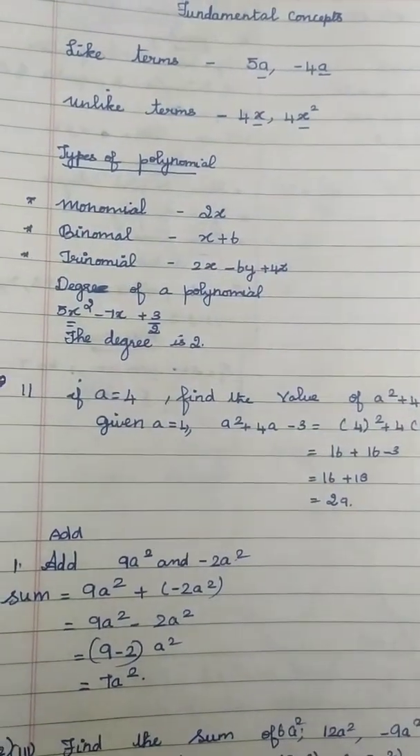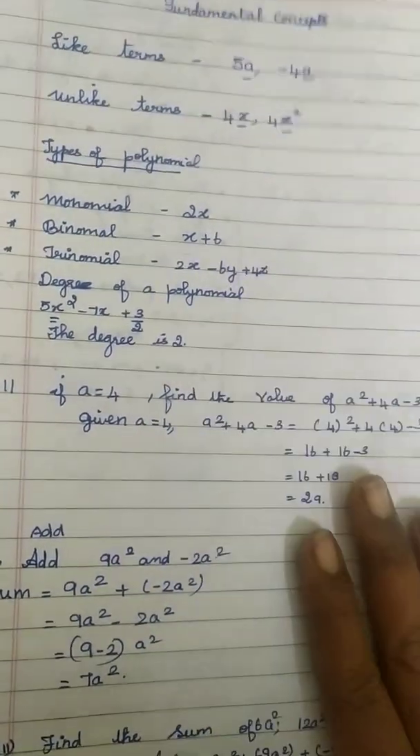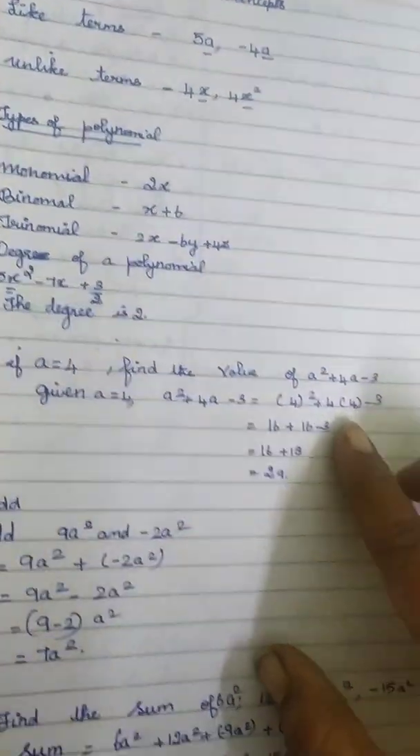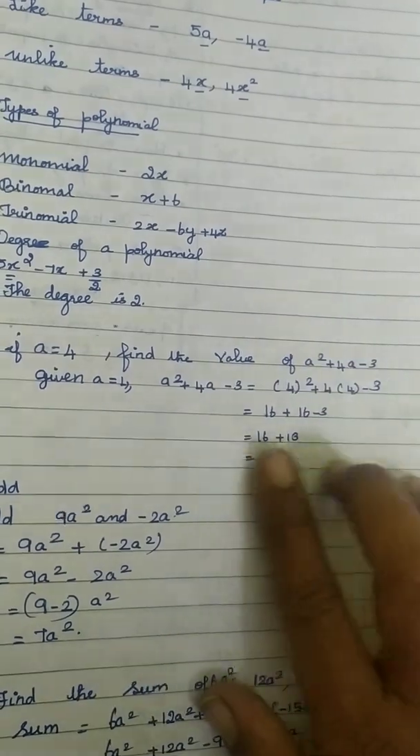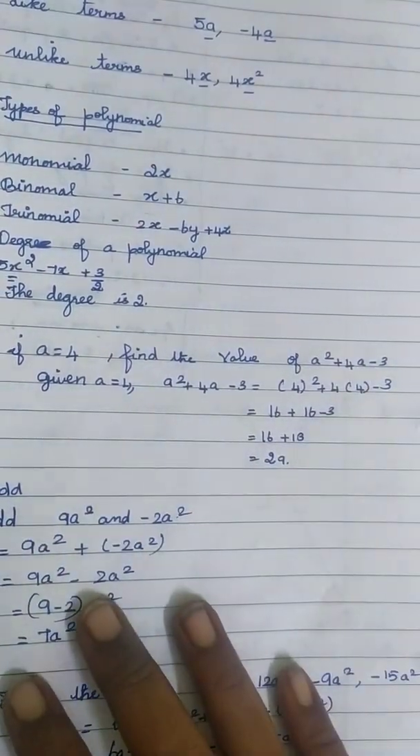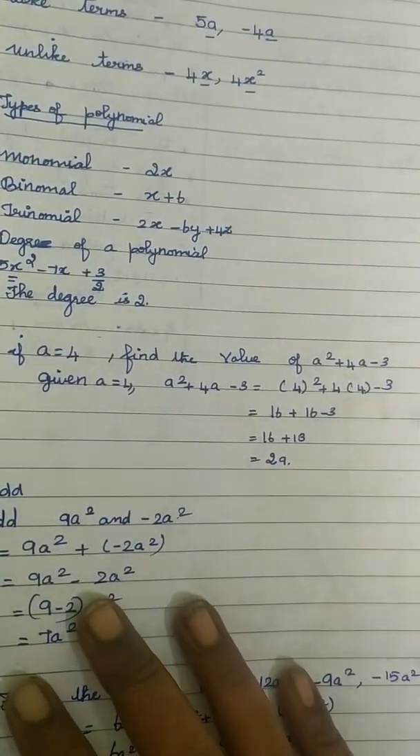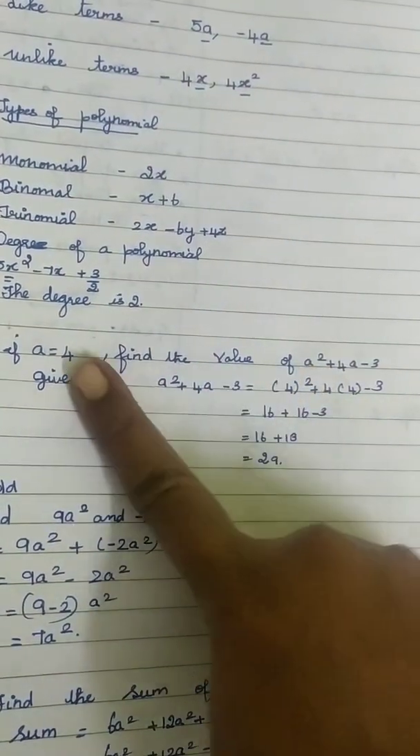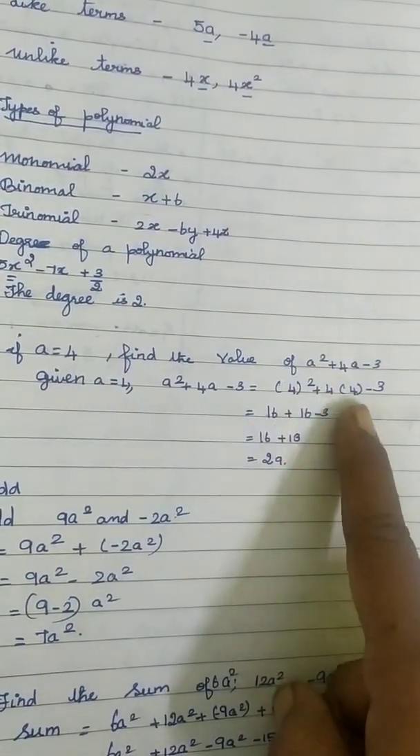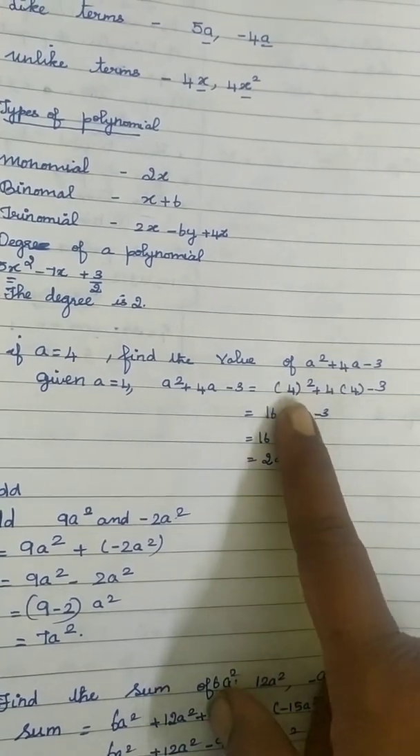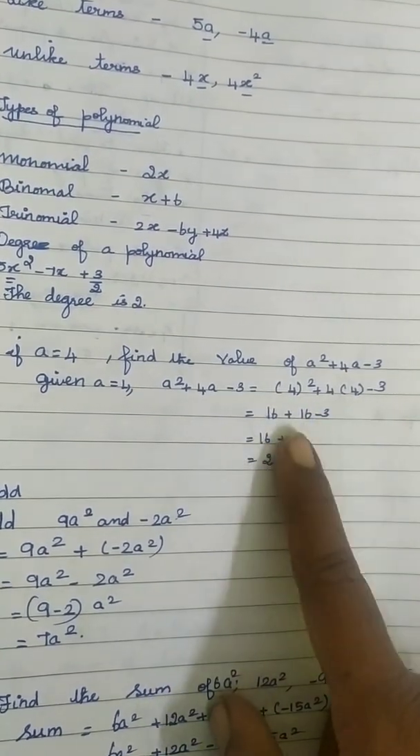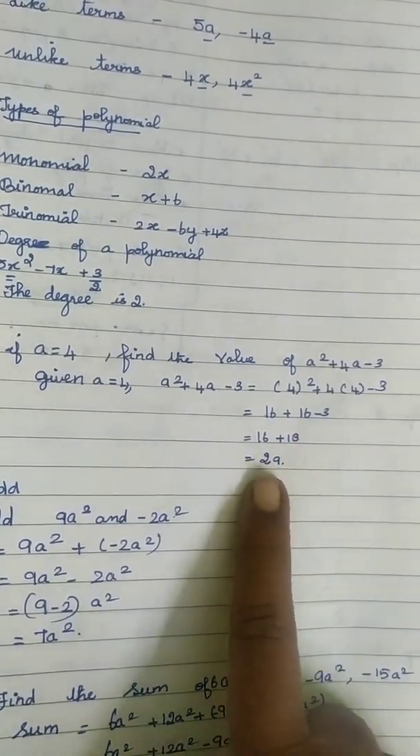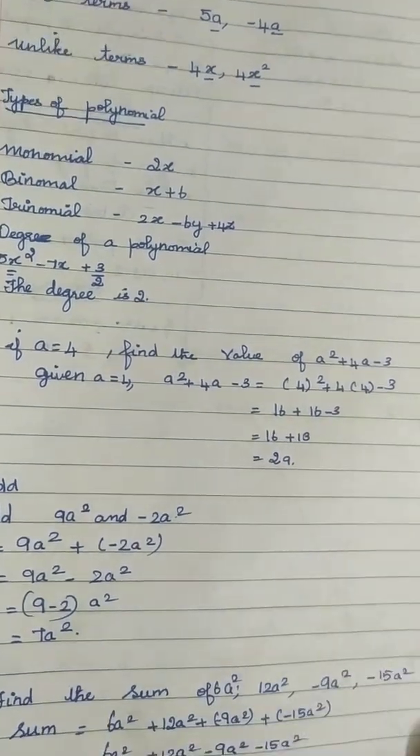And in that exercise 1a, the last question, how to find the value of a square plus 4a minus 3. They have given the value of a. So what we will do, we will substitute the value of a in that expression. Instead of a, we will be substituting 4. 4 square plus 4 into 4 minus 3. 4 square is 16. 4 into 4 is also 16, minus 3. 16 minus 3 is 13. So 16 plus 13 is equal to 29.